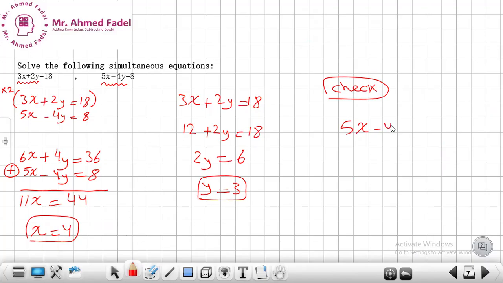5x minus 4y equals, I use now the other equation. If I substitute x and y with 4 and 3, will they give me really 8? Will they give me 8 or not? We will see. 5 times 4 is 20 minus 4 times 3 is 12. 20 minus 12 is 8. I got it right. I don't need Mr. Ahmed to help me with checking my work. I know for sure that I got it right.